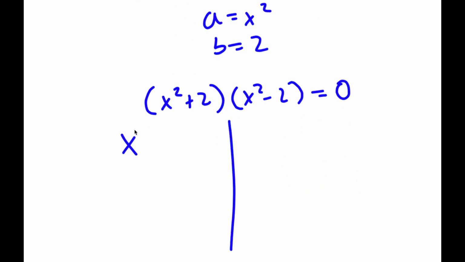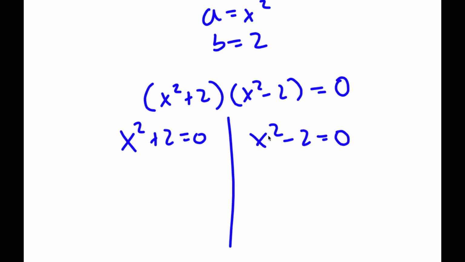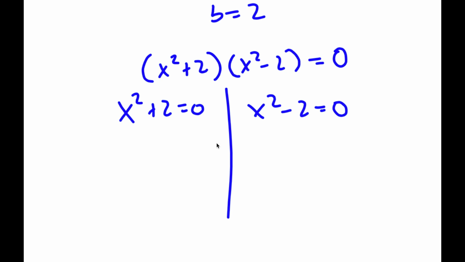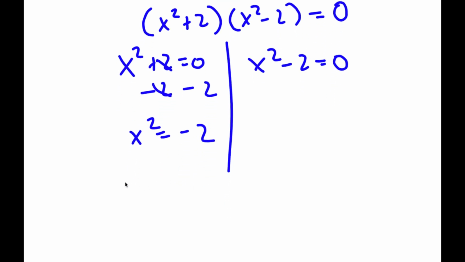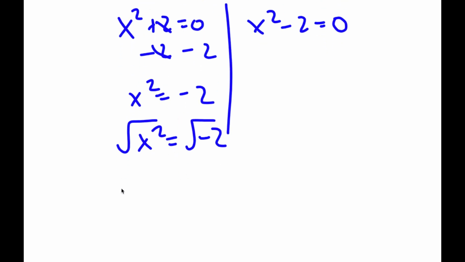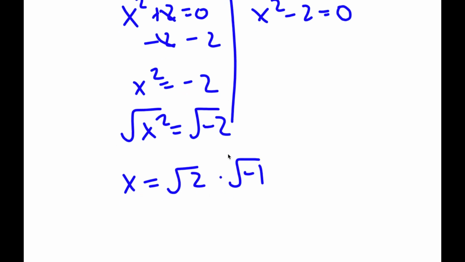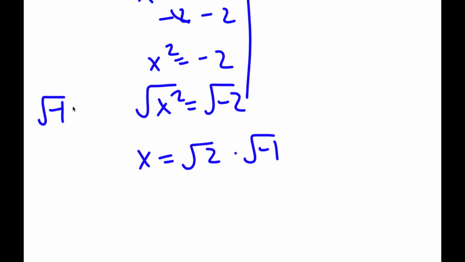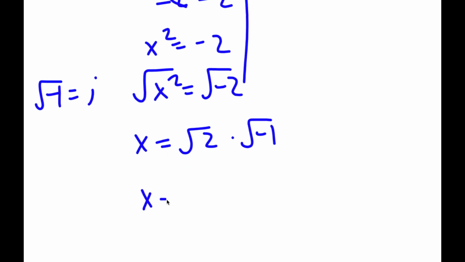This gives me two equations. X squared plus 2 is equal to 0 and x squared minus 2 equals 0. So for x squared plus 2 equals 0, simply subtract 2 on both sides, and have x squared is equal to negative 2. Now I'm going to take the square root on both sides. Square root of x squared is x, and the square root of negative 2, this is the same thing as square root of 2 times the square root of negative 1. And if you guys already know, the square root of negative 1 is equal to i. So now I have x is equal to square root of 2i. This is plus or minus.